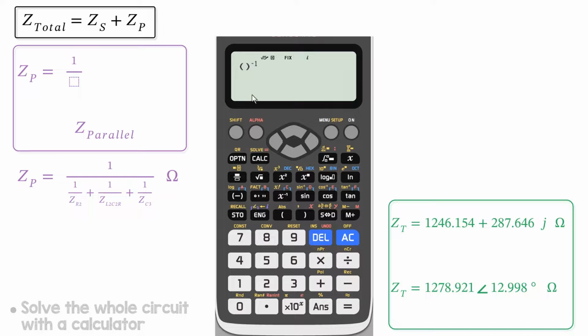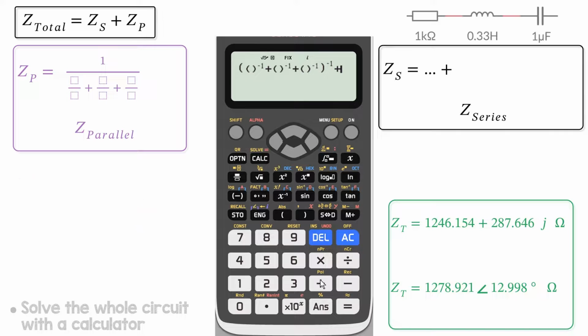So for the first 1 over, we need a bracket and a reciprocal, x to the minus 1. And within that, we've got 3 more brackets with reciprocal powers, as in 1 over whatever's in that bracket. The third bracket here is 1 over ZC3. So there's the format, or the shape, if you like, of the parallel calculations. Then I'll just press right and right and right to get out of that power, and I'm going to add the Z series.